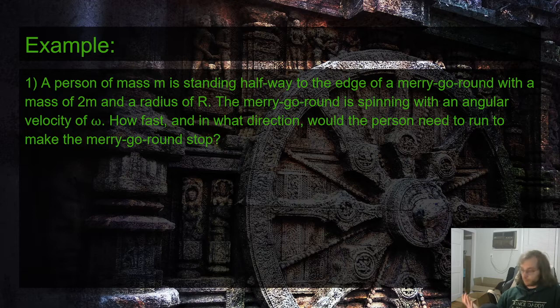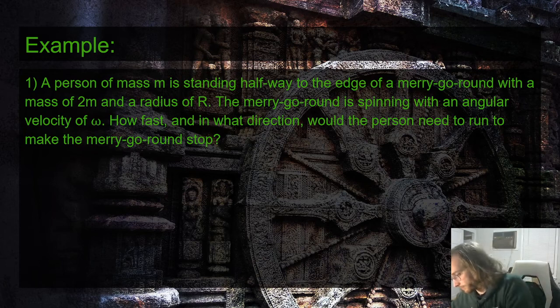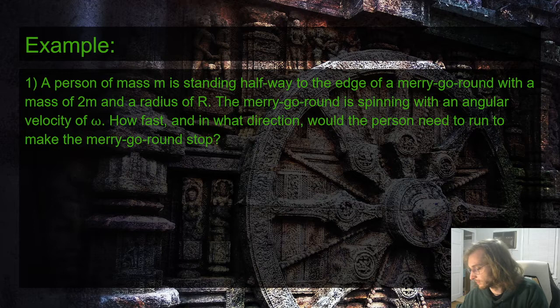So first example, let's say we've got a person of mass m standing halfway to the edge of a merry-go-round with a mass of 2m and radius of r. The merry-go-round is spinning with an angular velocity of omega. How fast and in what direction would the person need to run to make the merry-go-round stop? Well, let's find out.